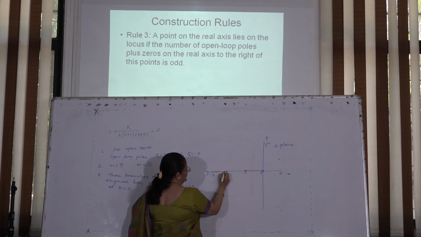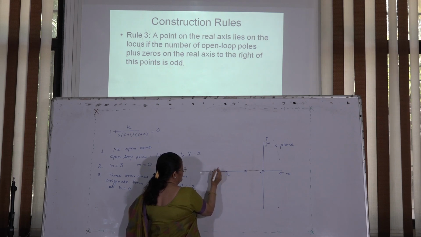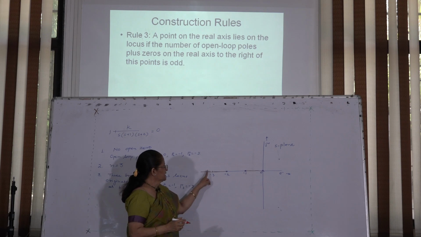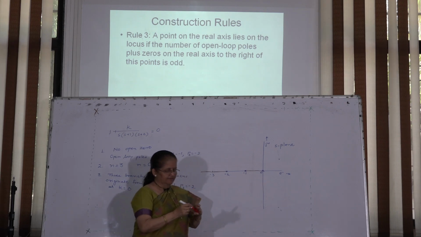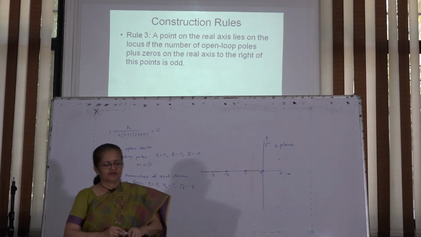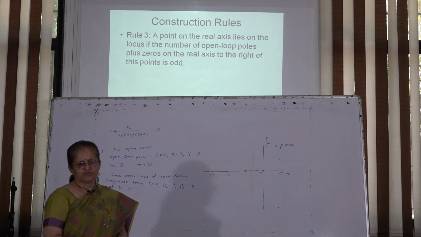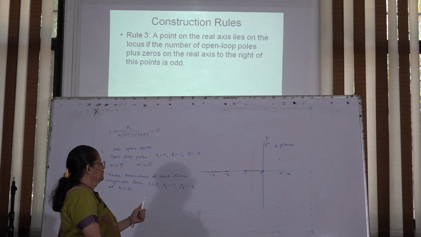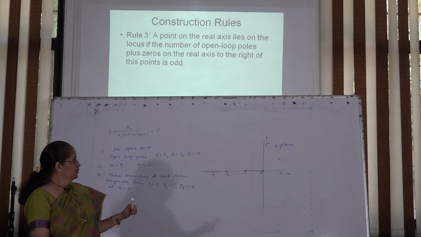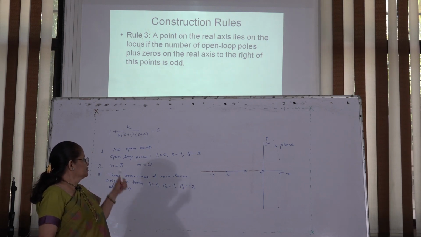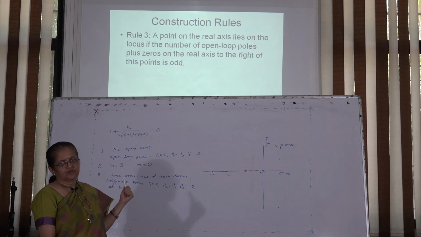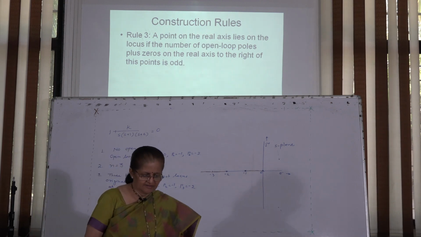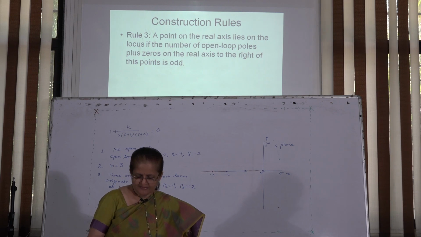So, you will get here and so it will go all the points we will get, because for any point, if you are considering, 3 poles are there to the right side, which is odd, and that is why all the points we will get. So, applying rule 3, we will get 0 to minus 1 will lie on the root locus and minus 2 to infinity will lie on the root locus. Minus 1 to minus 2 will not lie on the root locus. Okay.